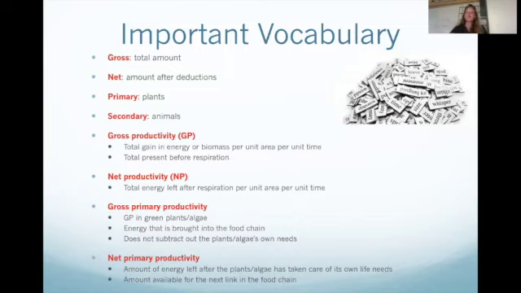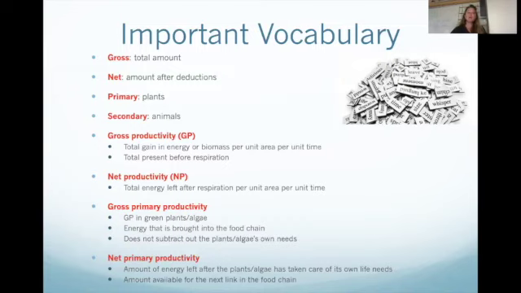Gross productivity, or GP. This is the total gain in energy or biomass per unit area per unit time. You guys need to know that those are the units, right? So per unit area per unit time. Remember, biomass is the weight of the living things minus the water. This is the total present before respiration. Net productivity, or NP, is the total energy left after respiration per unit area per unit time. So this is how much energy is available to go to the next rung of the food chain.